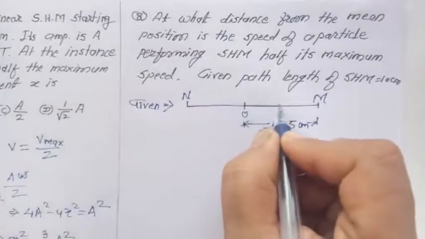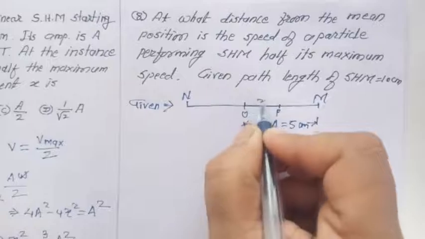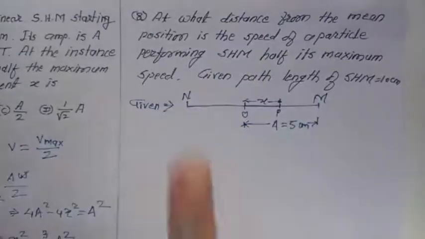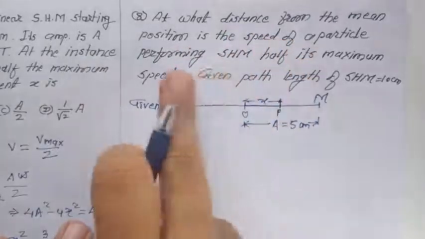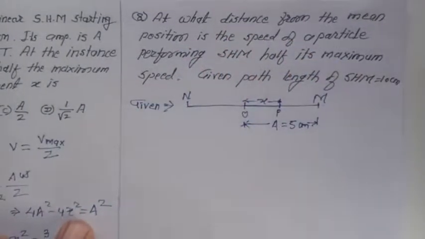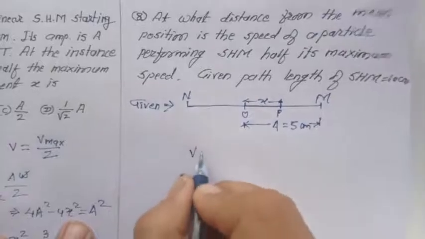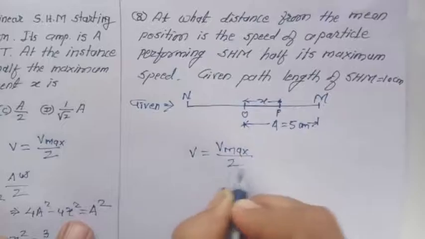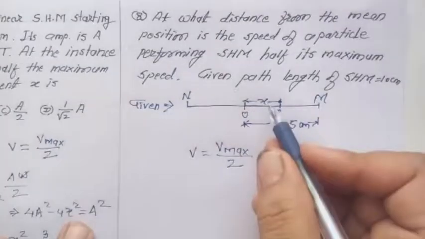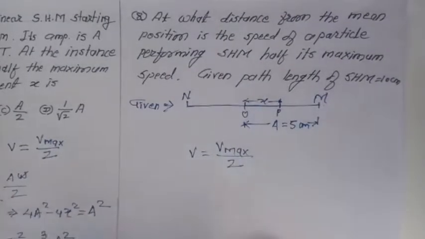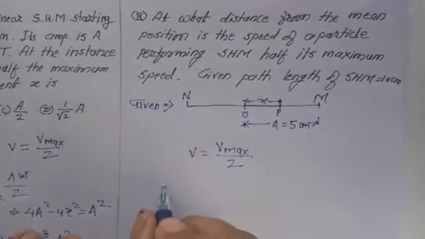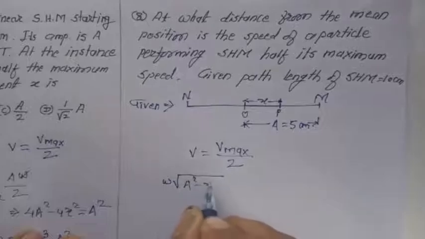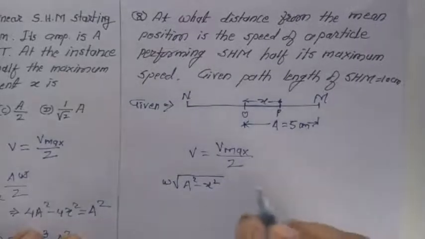Suppose we consider again the point P at a distance x at which the speed is half of the maximum speed. Again you are given the same condition, v is equal to v max upon 2. We have to find that distance x, same as the last one. Again I can write omega under root a square minus x square. That is the formula for general speed.